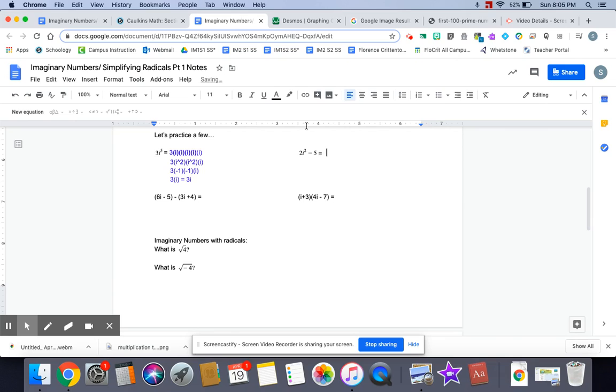Let's try this one here. So I have 2i squared. So I have a 2 times an i times another i, and then -5. But remember, this i squared over here is just -1. So it's really 2 times -1. And then I still have to bring down my -5. Well, 2 times -1 is -2.